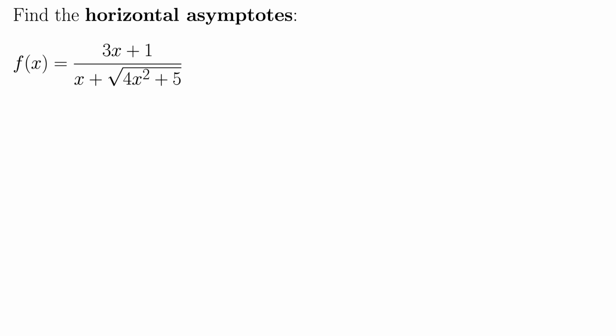Here we want to find the horizontal asymptotes for f of x equals 3x plus 1 over the quantity x plus the square root of 4x squared plus 5. So first let's talk a little bit about what horizontal asymptotes are. Horizontal asymptotes are lines that a function approaches as x goes to infinity and as x goes to negative infinity.